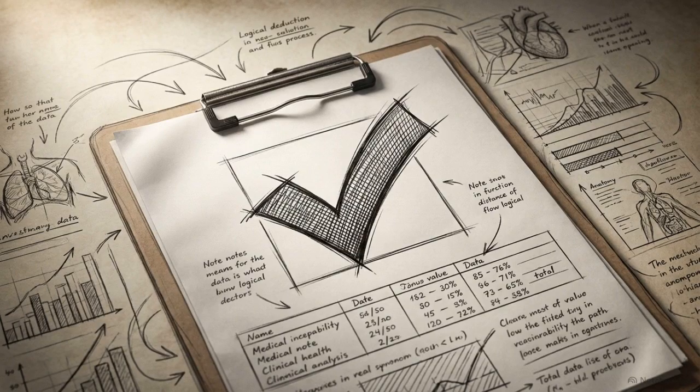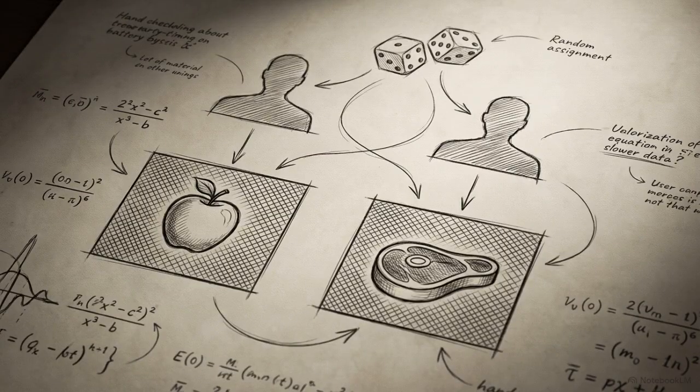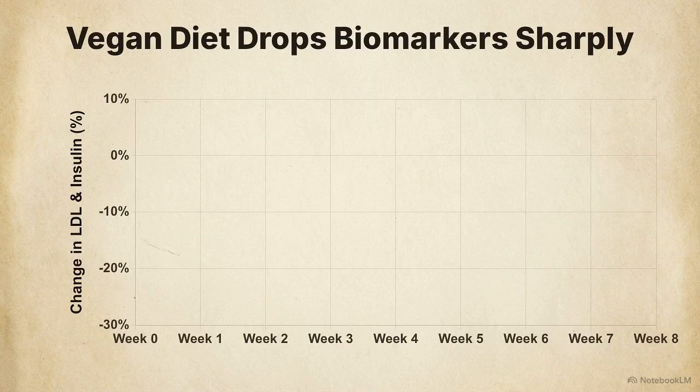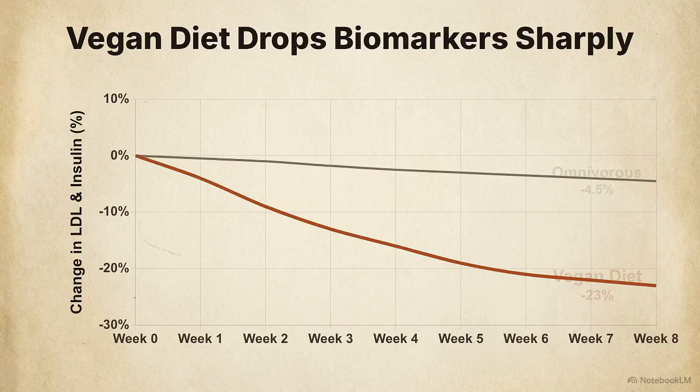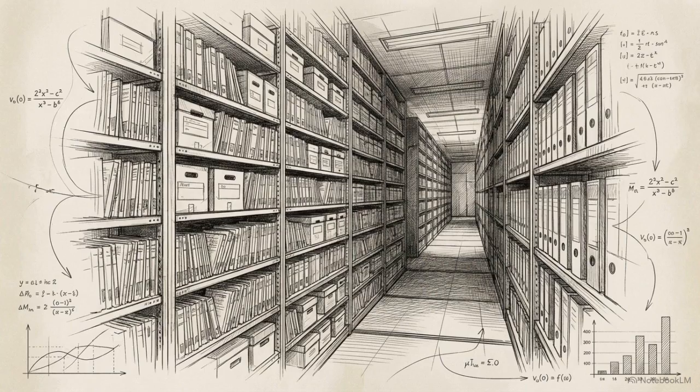We see strong short-term cardiometabolic benefits in randomized controlled trials, or RCTs. An RCT randomly assigns participants to an experimental or control group to isolate the effect. This graph shows the results from that 8-week intervention. Participants on a healthy vegan diet experienced a sharp downward trend in LDL cholesterol and fasting insulin levels compared to the omnivorous control group. However, long-term epidemiological cohort data exposes systemic vulnerabilities.